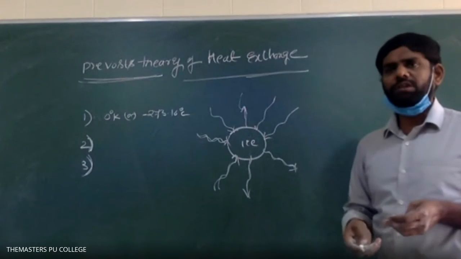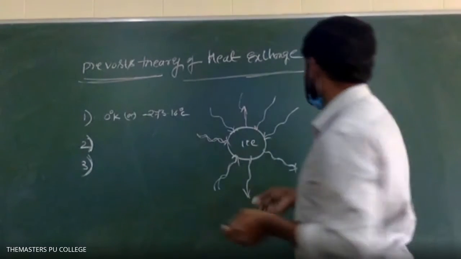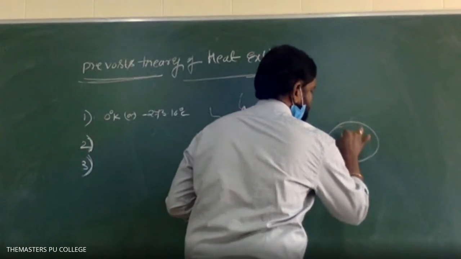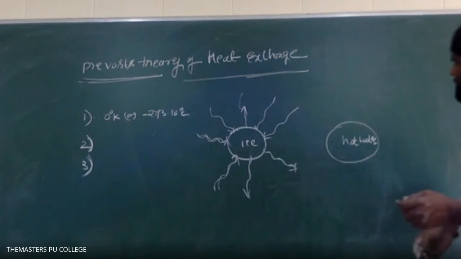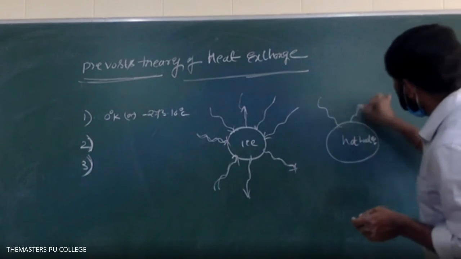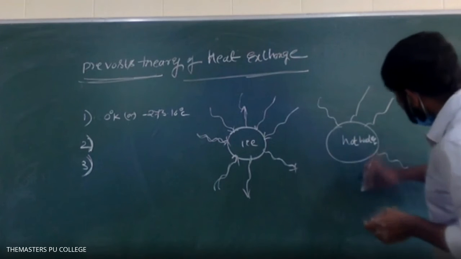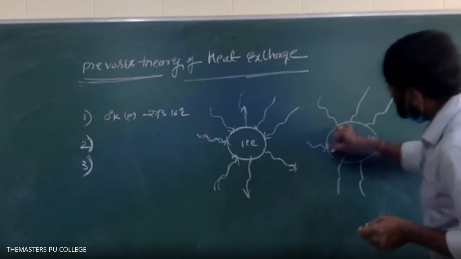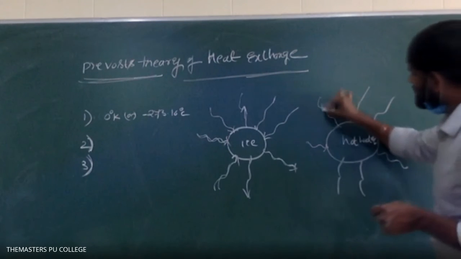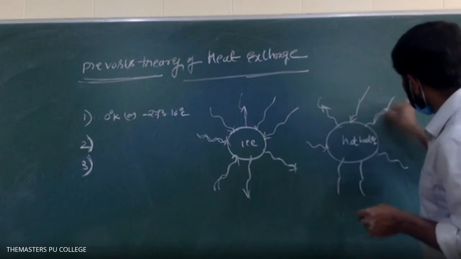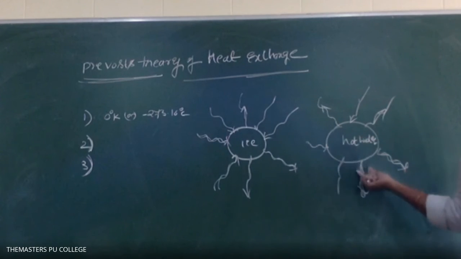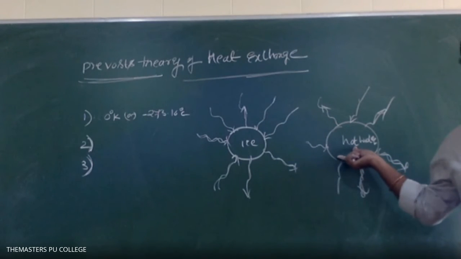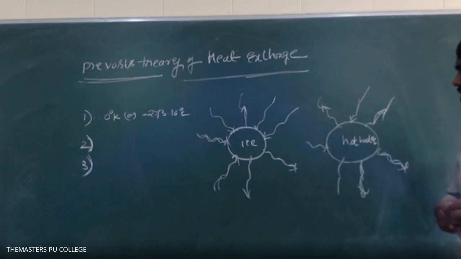Similarly, when the temperature of an object decreases, for example, hot water is there. This is the hot water tub. The hot water will emit radiation, and from the atmosphere it will also receive radiation. In this case, the amount of radiation emitted by the hot water is more than the amount of radiation received by the hot water. That's why the hot water temperature will reduce.